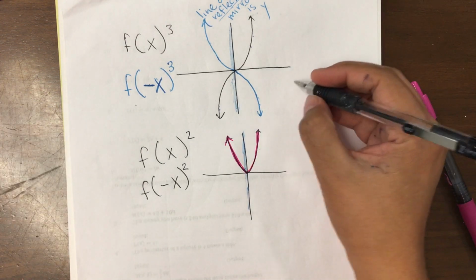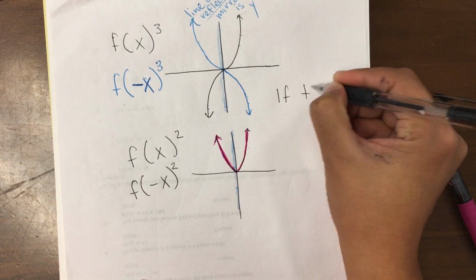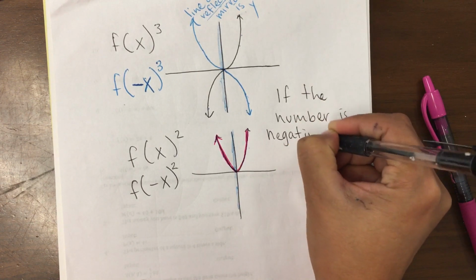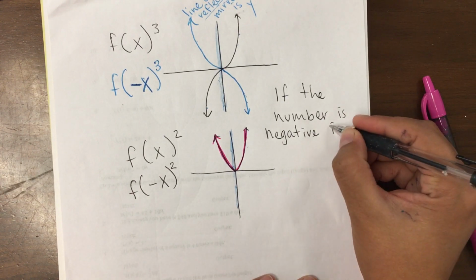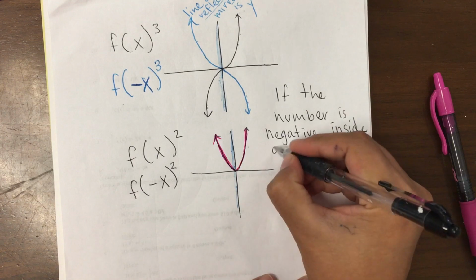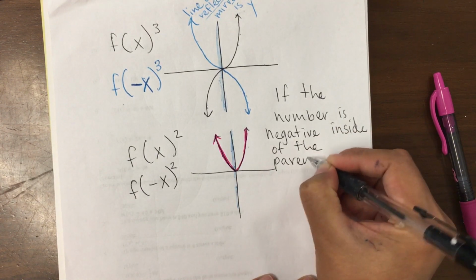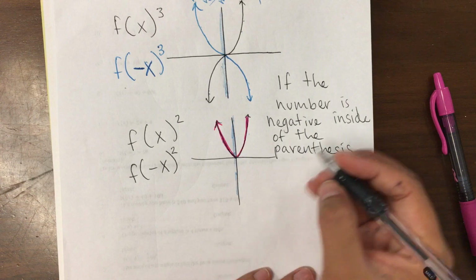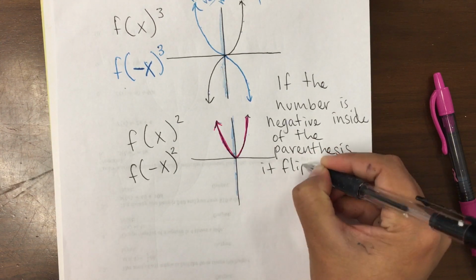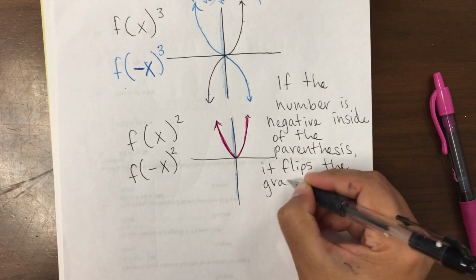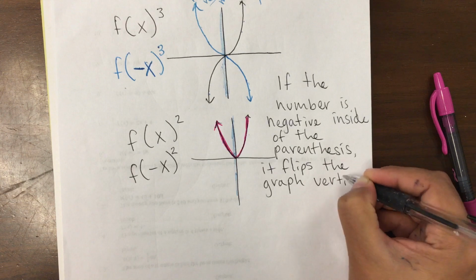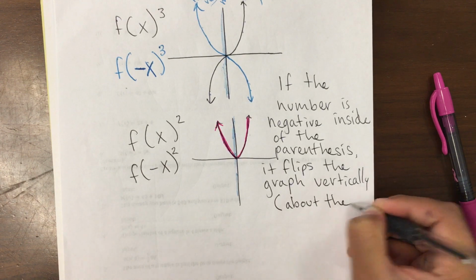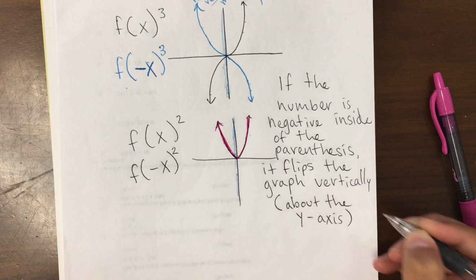Maybe I'll give you the definition just so that you have it. If the number is negative inside of the parentheses, that's very important, inside of the parentheses, it flips the graph horizontally, about the y-axis.